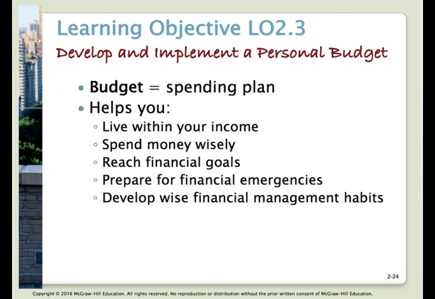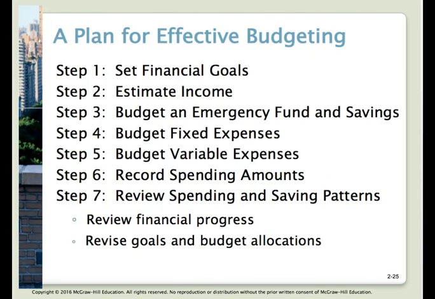So your budget or your spending plan is necessary for successful financial planning, and the main purposes of a budget are to help you to live within your income, live within your means, which really is one of the main reasons that people get into financial trouble. They don't know where they are and they're not living within their means. The second is to spend your money more wisely, having the information that you need to make wise choices to help you to reach your financial goals and prepare for financial emergencies, as well as to develop wise financial management habits. So budgeting may be viewed with these 7 steps, and we're just going to walk through these.